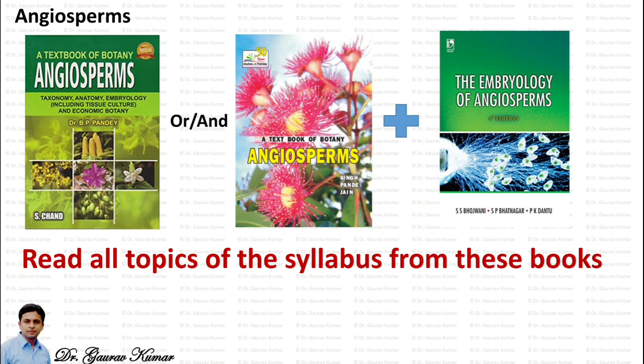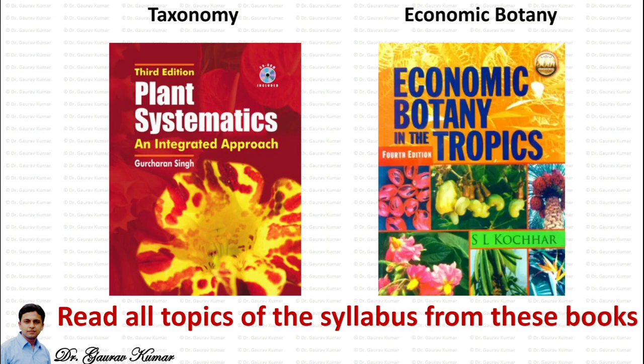For the rest of the angiosperm syllabus, just read from the first and second books above. You can take either of them, or consult both. Keep the syllabus aside, see what topics are there, and find those topics in the book. For the taxonomy part, you can refer to Plant Systematics by Gurcharan Singh, and for economic botany you can refer to S.L. Kochhar. Again, don't read the book cover to cover, just read the topics of the syllabus.